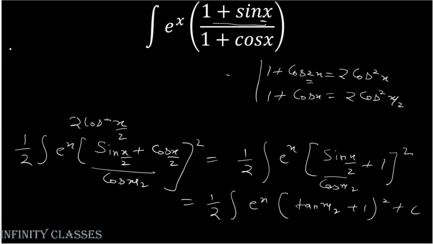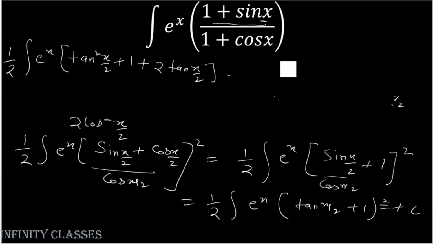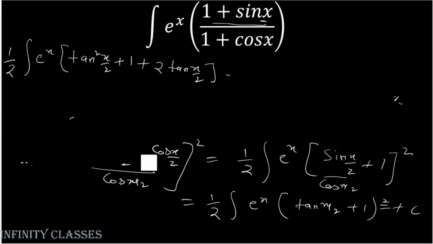Now this one is 1 upon 2 integration e^x, (1 + tan x/2)... We will open it as a square, a square plus b square plus 2ab tan x by 2. Now we are in the situation that we can convert one of them as the derivative of the other. So we'll convert this as a derivative of the other so that we can easily solve this.